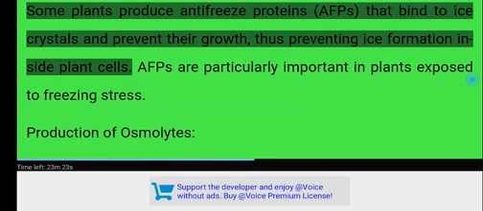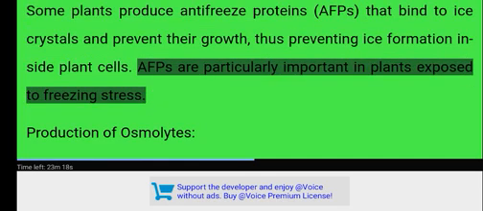Antifreeze proteins (AFPs). Some plants produce antifreeze proteins (AFPs) that bind to ice crystals and prevent their growth, thus preventing ice formation inside plant cells. AFPs are particularly important in plants exposed to freezing stress.